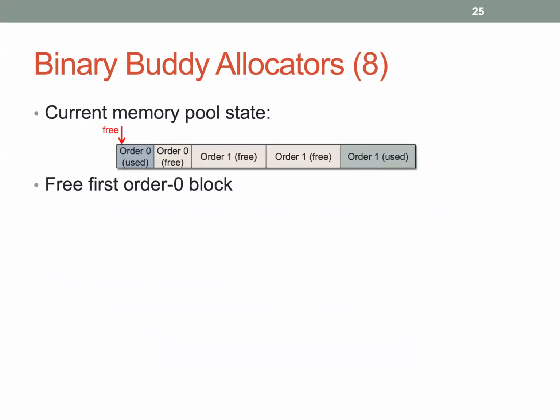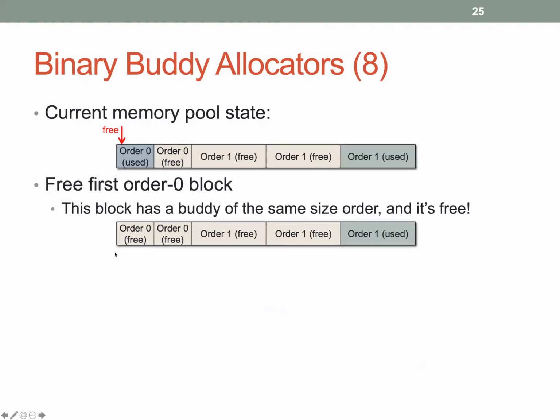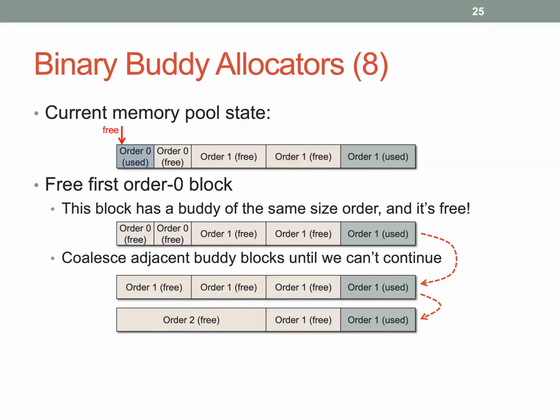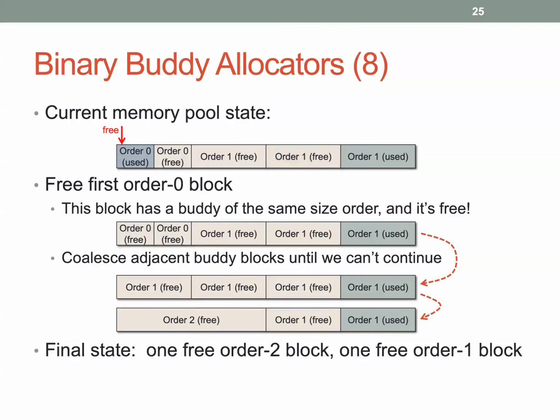If we free the first order 0 block, now we have an interesting scenario, because this block's buddy is right here, and it's also the same size order and also free. So we can coalesce them into an order 1 block. Now we take this order 1 block we just freed, and we say, hey, who's your buddy? We come over here, and you're also order 1 and also free. So we go ahead and coalesce those blocks together. And so you end up with this pool layout. Hopefully this makes sense to everybody, at least intuitively.